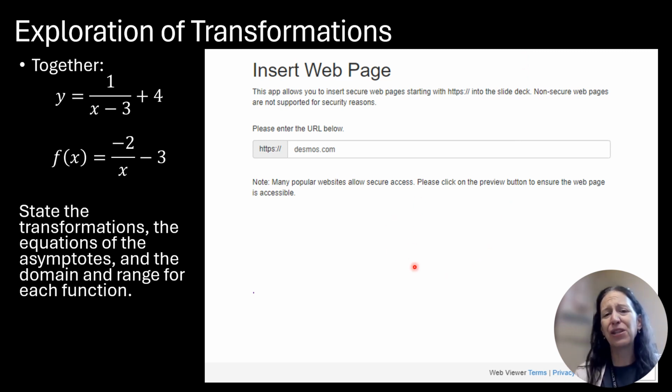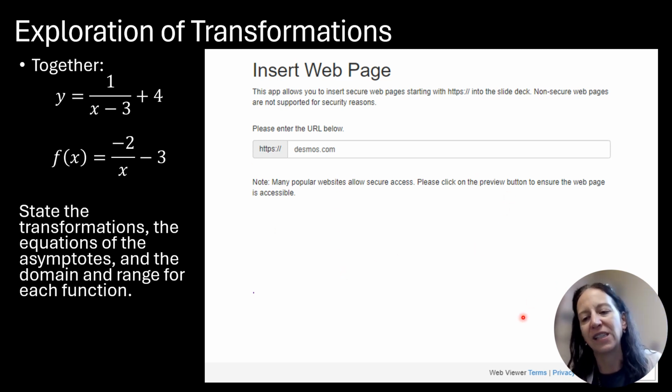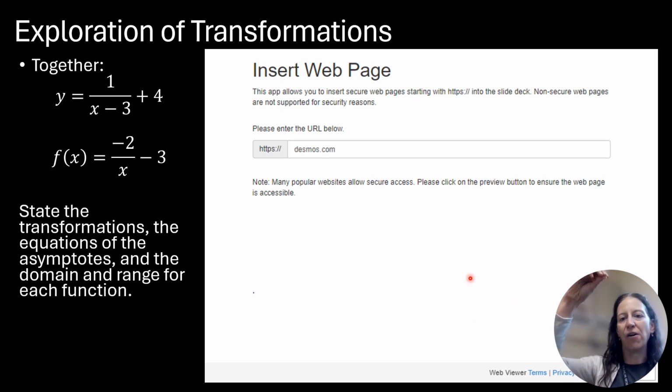Yes, it flipped over and then went down, and this part here also flipped over and went down. If you look at it closely, although it is really hard to see, it also got stretched out a little bit. It doesn't quite match up. So you have that 2 there that is doing a vertical stretch. A vertical stretch is really hard to see.